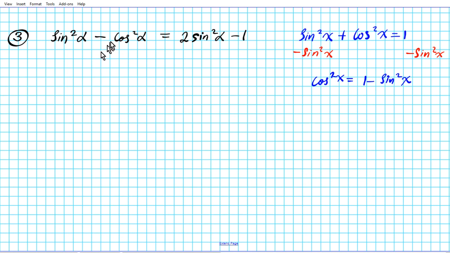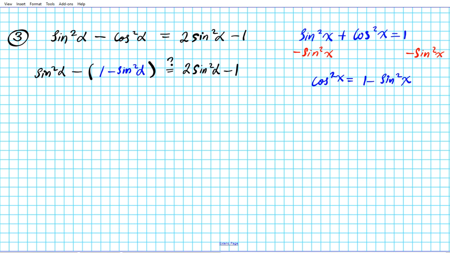So what we're going to do now is replace cosine square x with 1 minus sine square x. So we're going to have sine square alpha minus parentheses. Now you have a minus here whenever you're making a substitution. After a minus, don't forget your parentheses to avoid errors with sign distribution. So instead of cosine square alpha, I'm going to replace it with 1 minus sine square alpha. And the question is, is this equal to 2 sine square alpha minus 1?